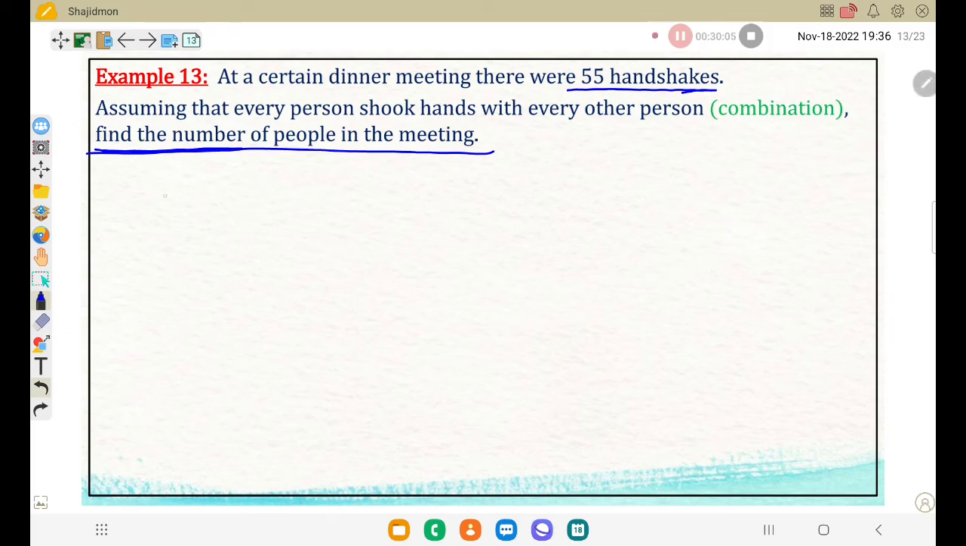How many people attended the meeting? We don't know the number of people. So in this question, for the number of persons attending the meeting, I am just taking it as n. We don't know totally how many people attended the meeting, so we just take it as n. I hope you understood the meaning, correct?